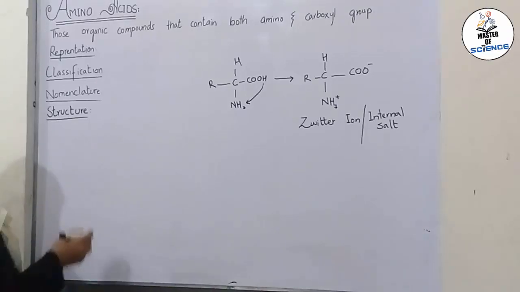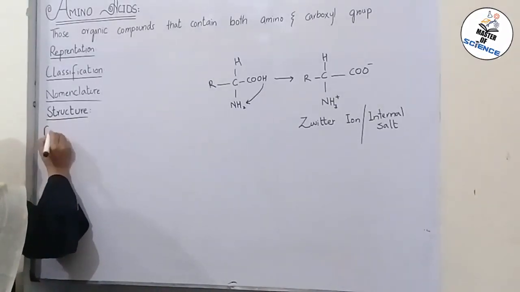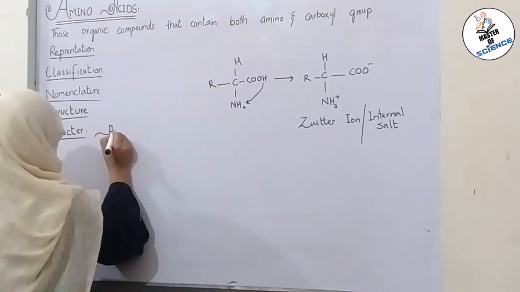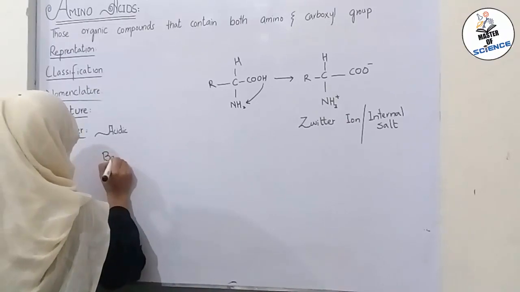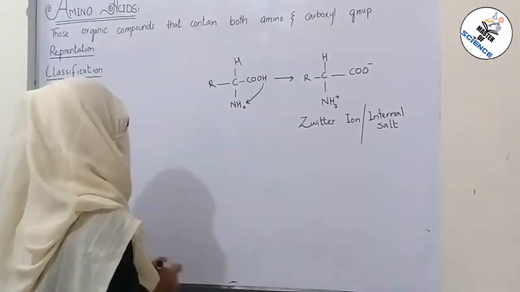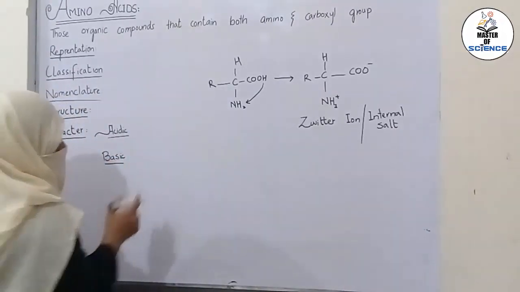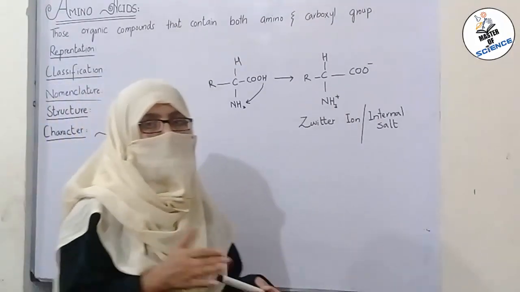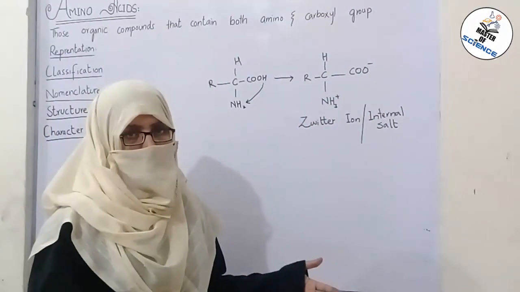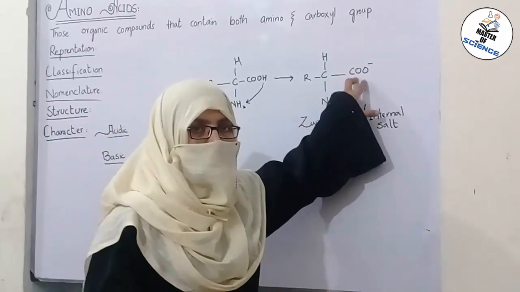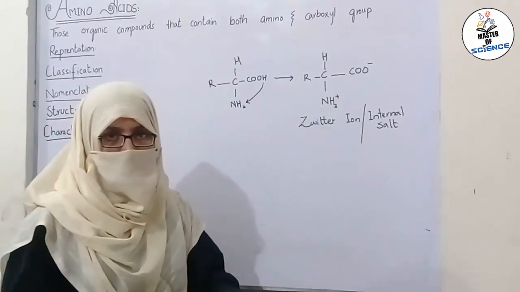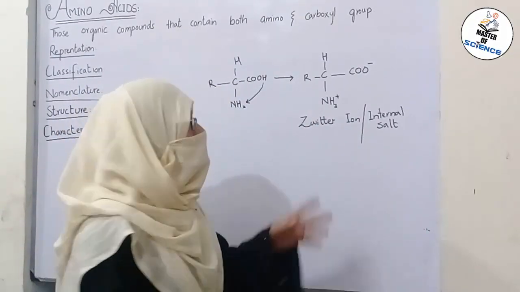Okay, now we will move towards its behavior or its character. It shows both acidic and basic character. The acidic character and basic character are due to the groups that are attached, that is the COOH carboxyl group and the NH2 amine group. How does it show this behavior? When some acid is added to an amino acid, this carboxyl group accepts the proton of that acid, so basic behavior is due to this group. But when some alkali is added, then this amine group donates its proton to that alkali. So acidic behavior is due to the amine group.